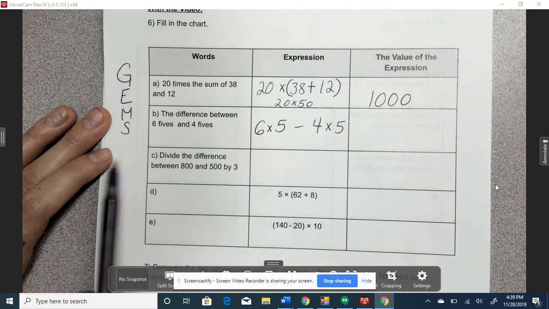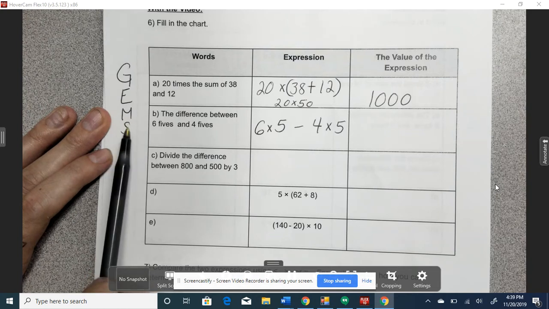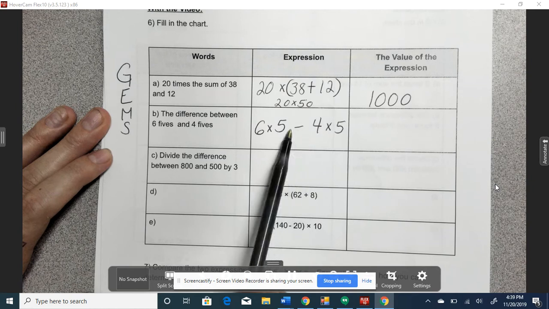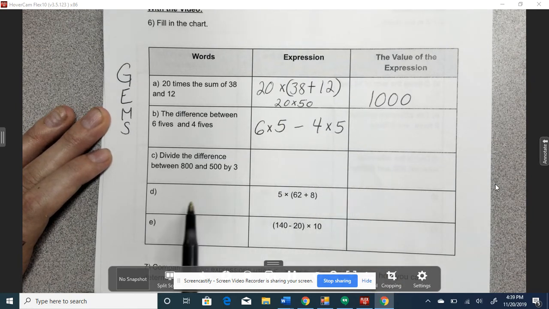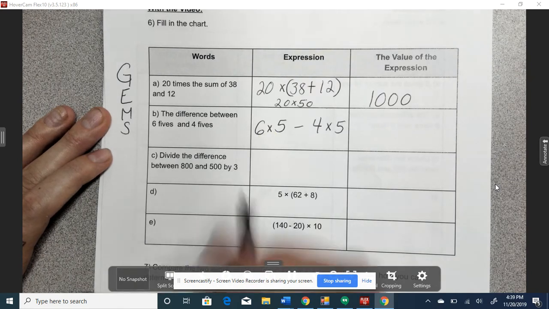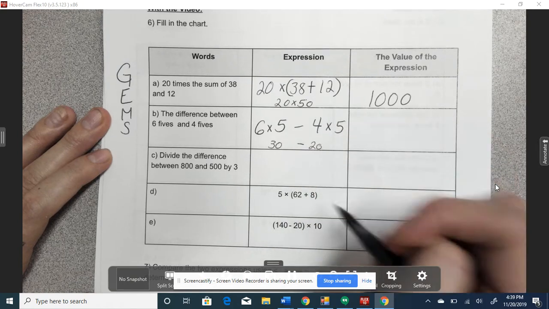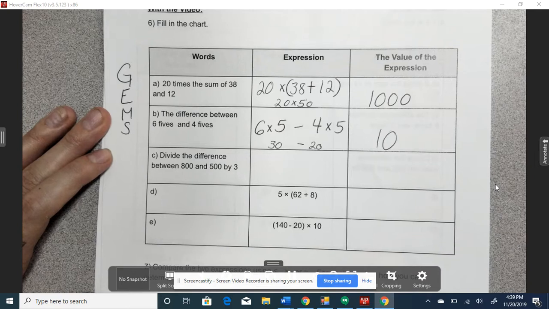So let's see. 6 times 5 minus 4 times 5. Well, I'm trying to think what I would have to do first to solve this. I can see multiplication comes before subtraction, so I'm already going to have to multiply before I can subtract. If I want to put it in parentheses, I can, but I don't have to. 6 times 5 is 30, and 4 times 5 is 20. Oh, 30 minus 20 is 10, so my answer is 10.